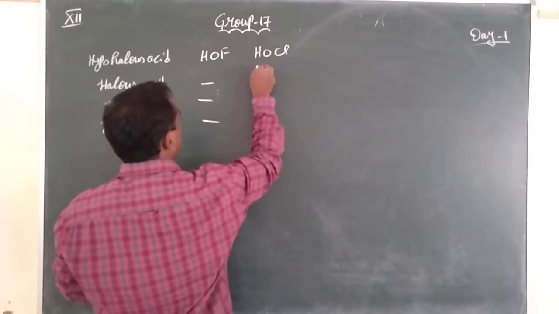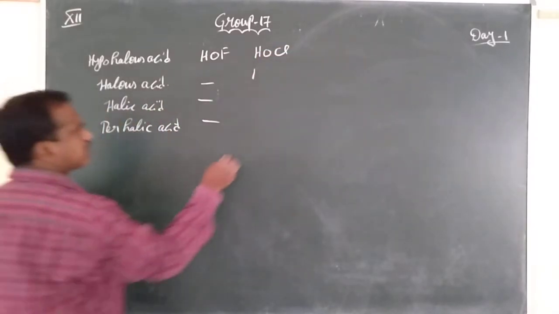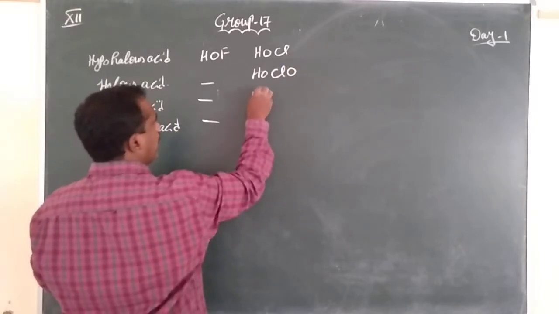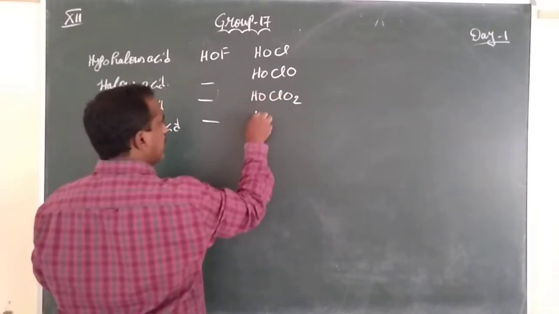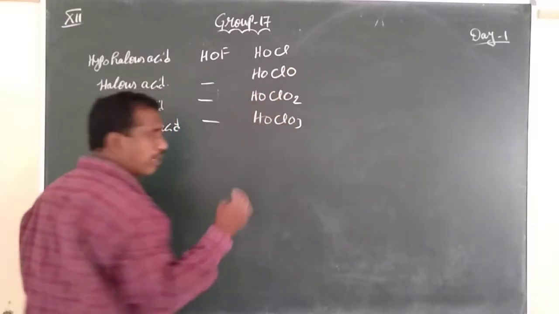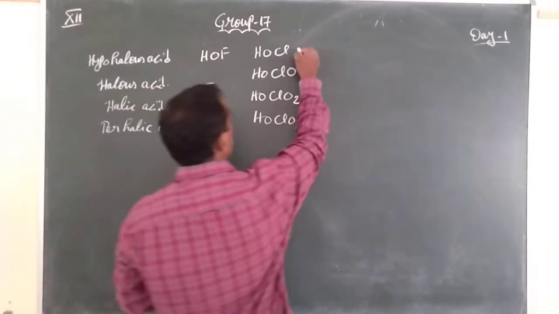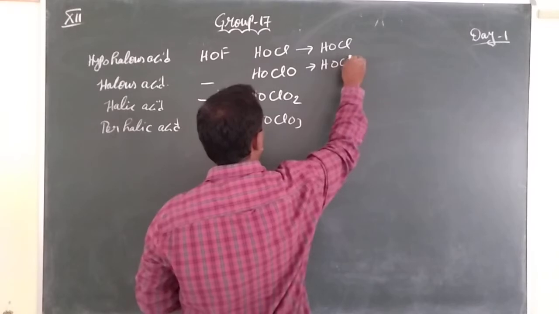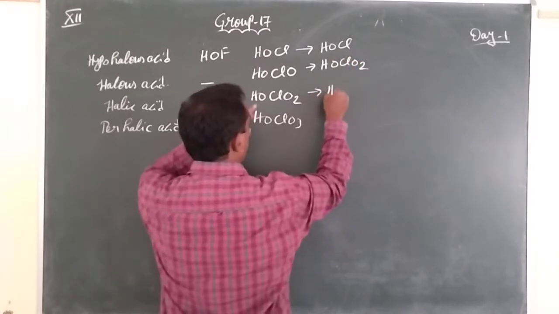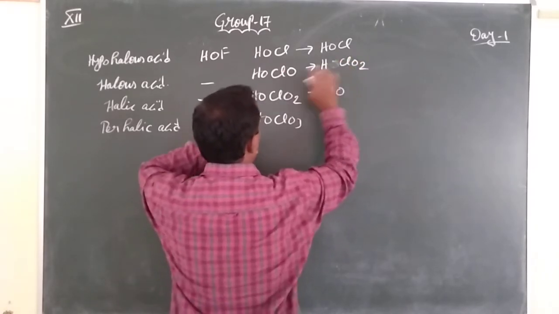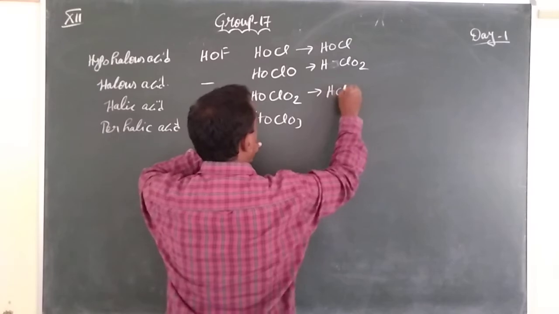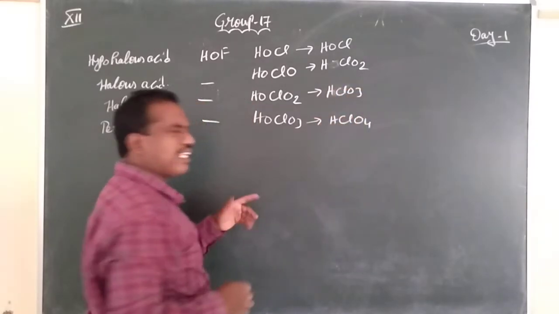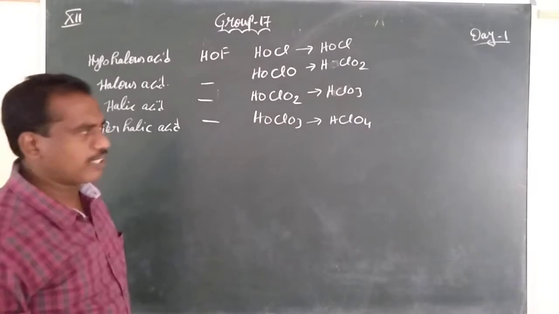HOCl. What is the structure of this HOCl? The structures are useful only for PUC. HOClO, HOClO2, HOClO3. But how you must write is, you must write this one as HOCl, HOClO as HClO2, HOClO2 as HClO3 and HOClO3 as HClO4. When you are writing, you will be given in that method.